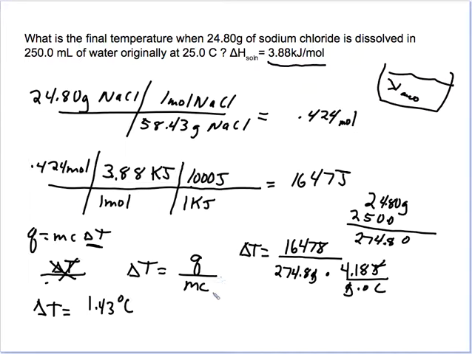So what we're going to do is take this 25.0 degrees Celsius and subtract 1.43. And what we end up getting is 23.6 is the final answer. So that's our final answer. All right, I hope that works for you there, that you can figure out how to do one of those problems.